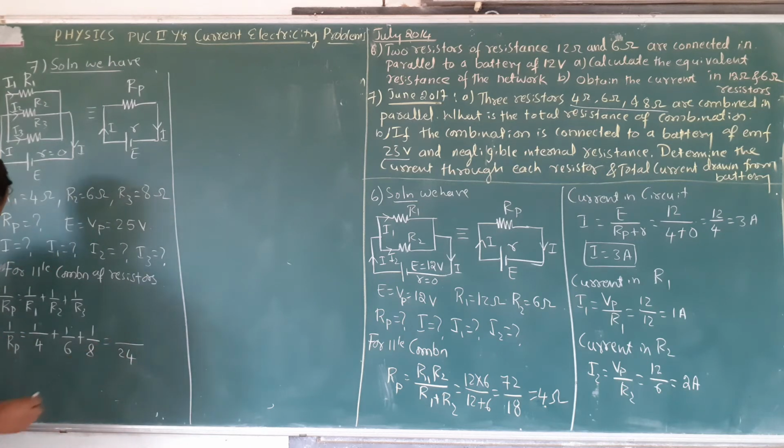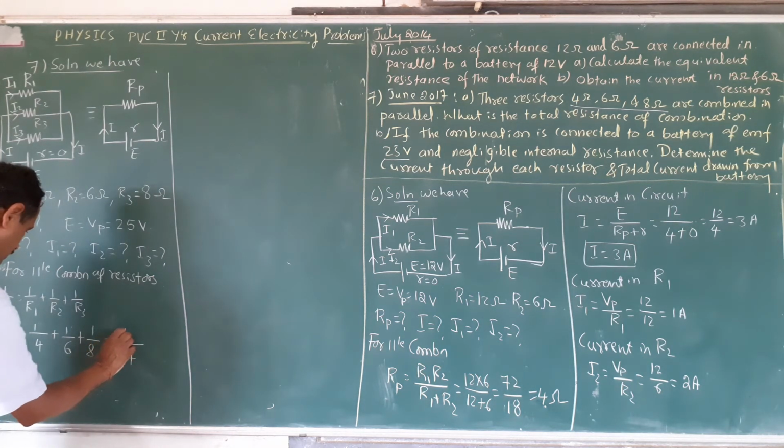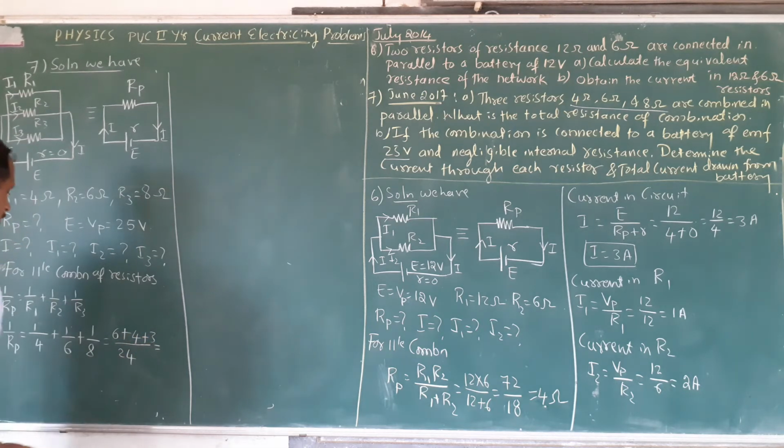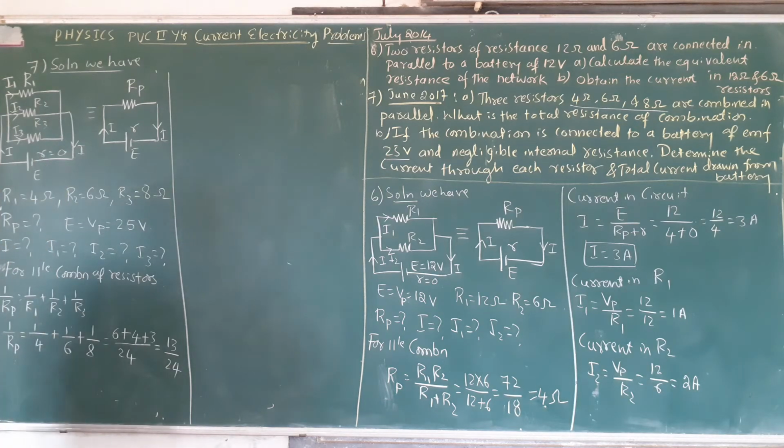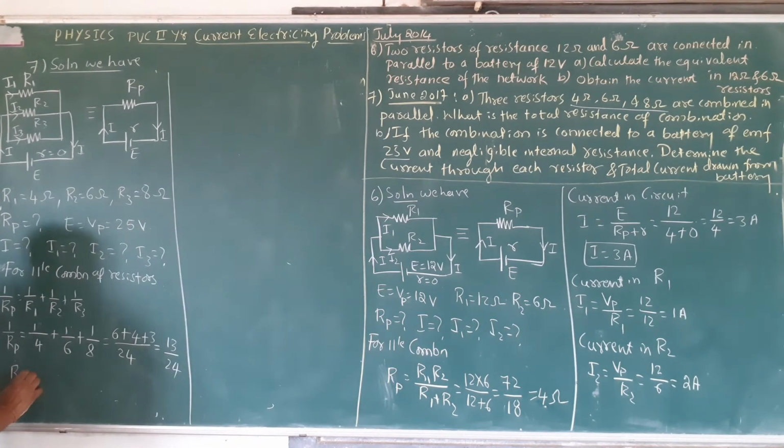4 6s are 24, 6 4s are 24, 8 3s are 24. Now this is 13 divided by 24. Therefore, Rp is equal to 24 divided by 13 ohm is the answer.